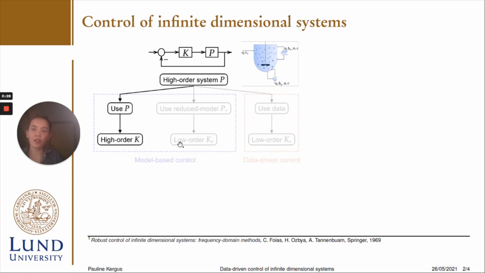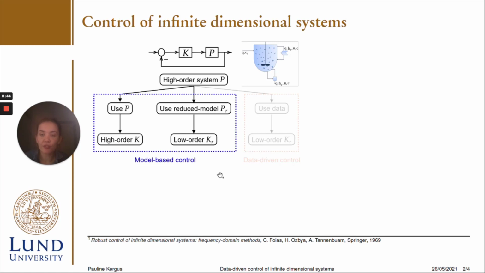From there, the other possibility would be to use a reduced order model of the system to be controlled in order to obtain a lower order controller. But this lower order controller, if suitable for implementation, will not be tailored to the actual systems. These two strategies can be referred to as model-based control, and they both underline the importance of model order reduction when it comes to infinite dimensional systems, whether it is to reduce the controller or to reduce the model of the systems that is used for design.